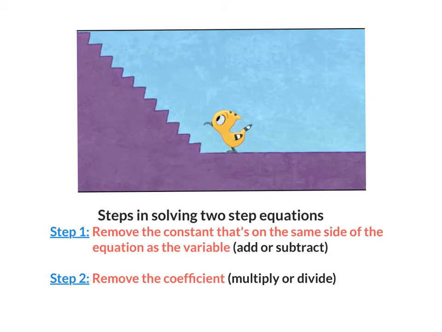Steps in solving two-step equations. Step 1: Remove the constant that's on the same side of the equation as a variable by adding or subtracting. Step 2: Remove the coefficient by multiplying or dividing.